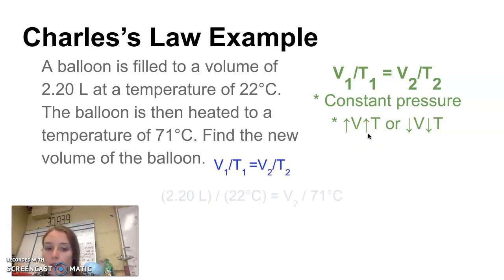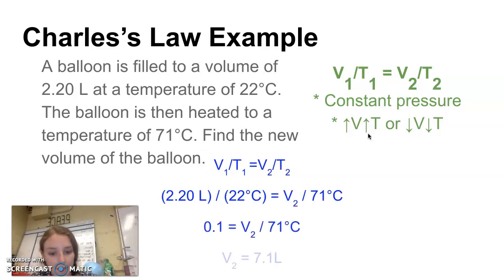So I do my math, plug in my numbers, get the final volume by itself, and the final volume is 7.1 liters. So it has increased its volume. It went from 2.2 liters all the way to 7.1 liters, assuming that the pressure stayed the same. So I know that that is correct, that since the temperature increased, the volume also would increase.